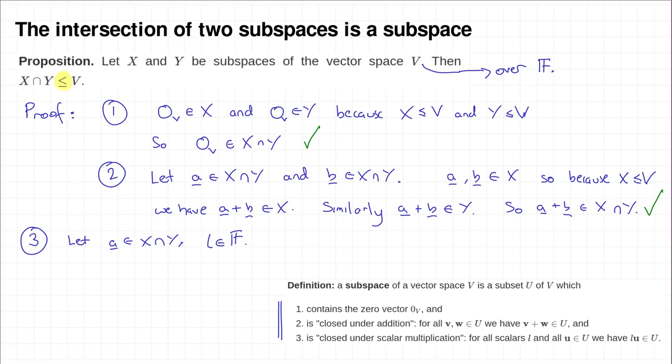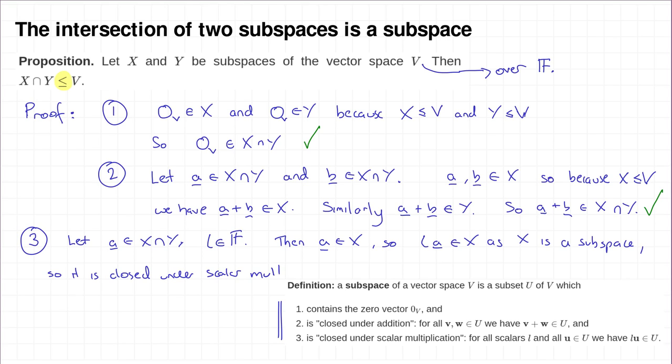Okay, if A is in X intersect Y, then for sure it's in X as well. A is in X, and X is a subspace. We're assuming this, we know this. So L times A is in X as X is a subspace, so it's closed under scalar multiplication. Alright, but the same argument again tells us that L times A is an element of Y.